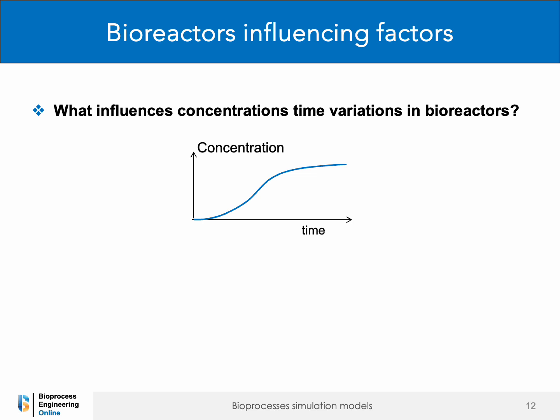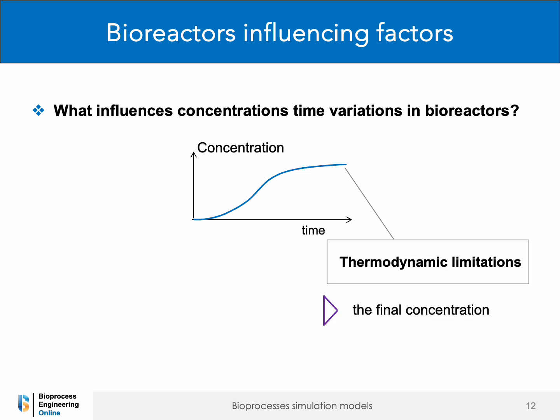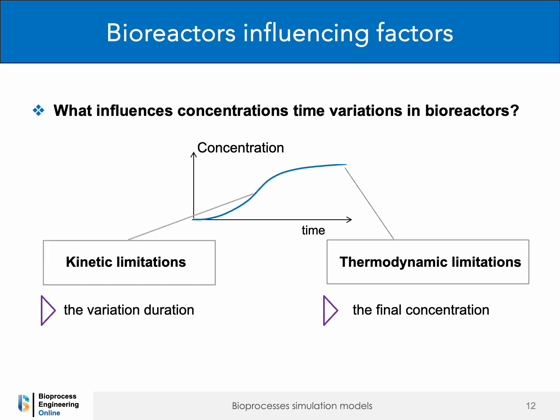The initial phase in constructing knowledge-type models for bioreactors involves comprehending the factors influencing the temporal variations of substrate and product concentrations in the examined biotransformation. Typically, the temporal changes in concentrations are subject to both thermodynamic and kinetic constraints or limitations. Thermodynamic limitations play a role in determining the ultimate concentrations achievable. On the other hand, kinetic limitations govern the rate at which concentrations vary, providing insights into the dynamic aspects of the biotransformation process.